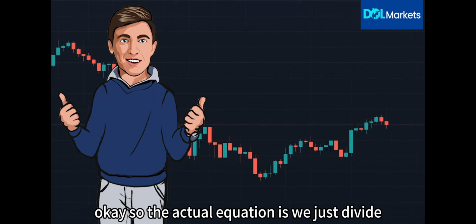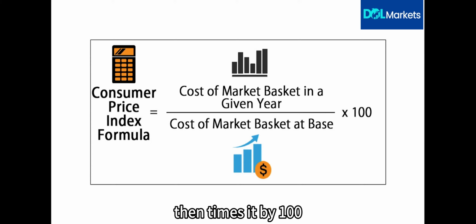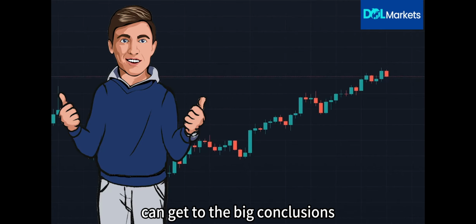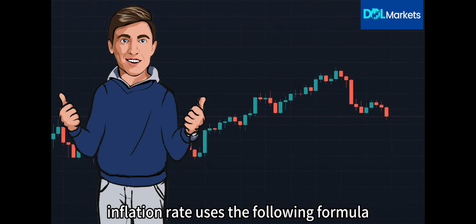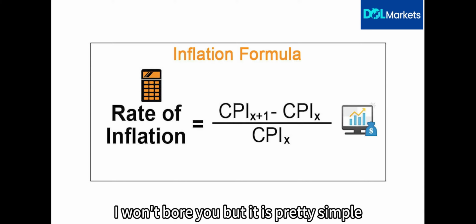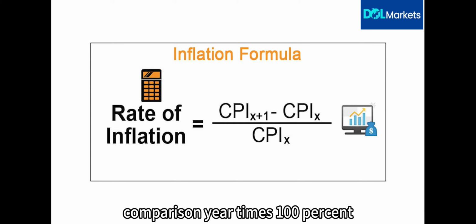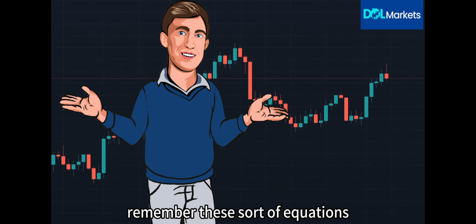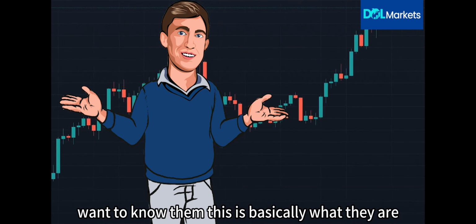Okay, so the actual equation is we just divide the market basket current by the market basket base, then times it by 100. Now that we have this number, we can get to the big conclusions, which is measuring inflation rate. Inflation rate uses the following formula. I won't bore you, but it is pretty simple. CPI new minus CPI comparison year divided by CPI comparison year times 100%. And remember, you don't actually have to remember these sort of equations, but for those of you guys who want to know them, this is basically what they are.